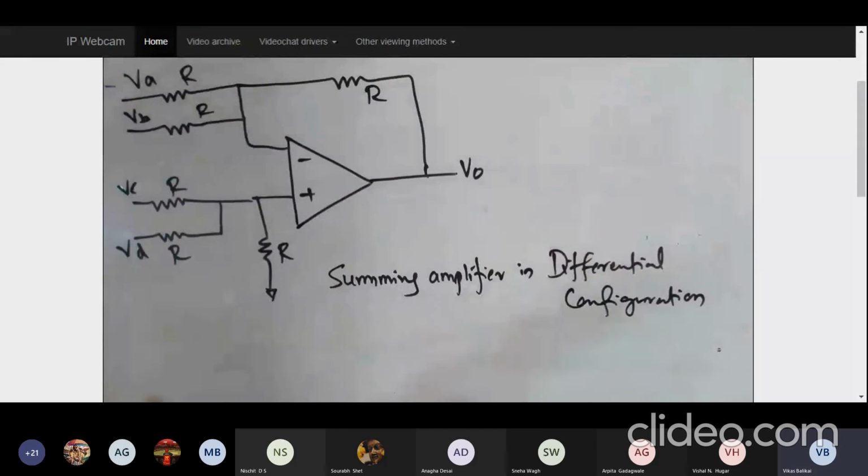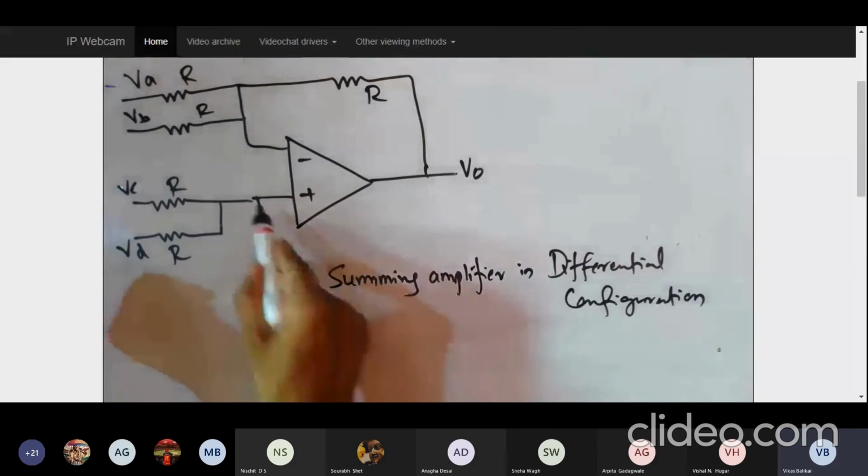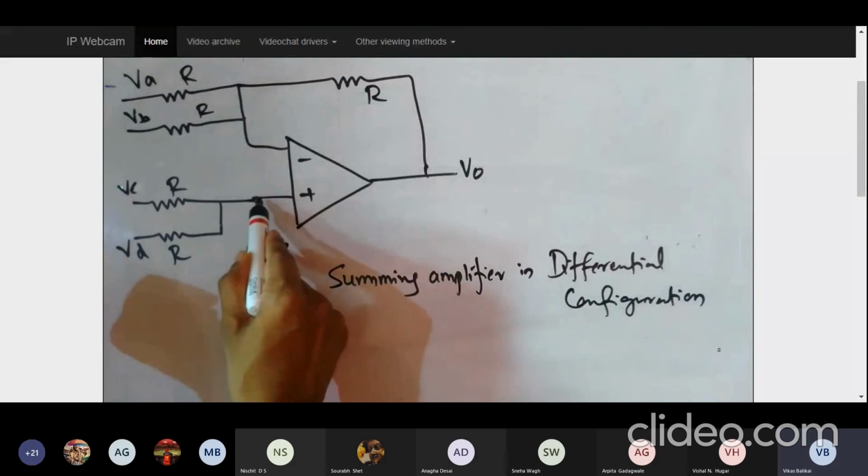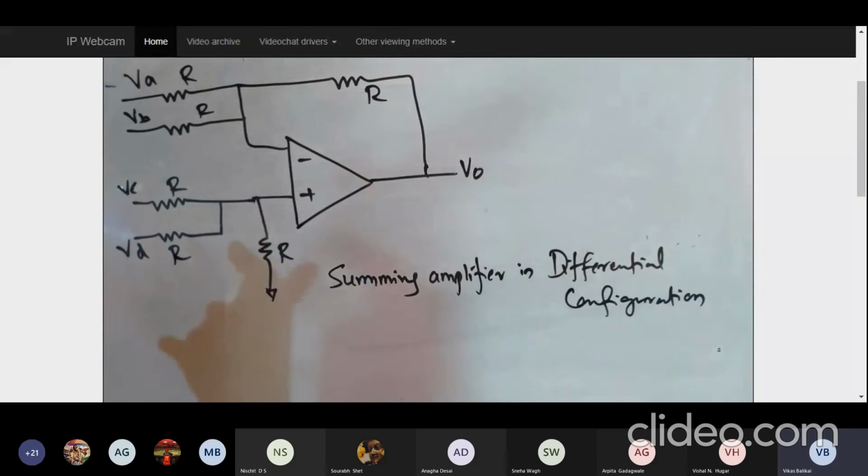The circuit is going to remain the same in the normal subtractor and the summing amplifier in differential configuration. In the summing amplifier, I am going to give multiple voltages to both the terminals. In the subtractor, I am going to give a single input voltage to each terminal, one at the non-inverting, one at the inverting. So that is the major difference.